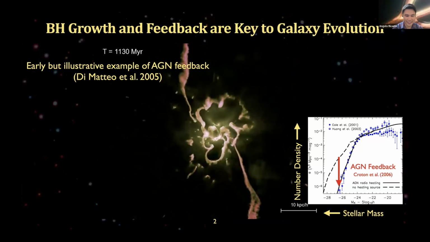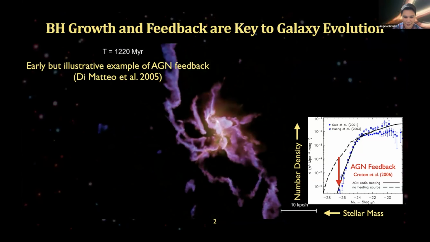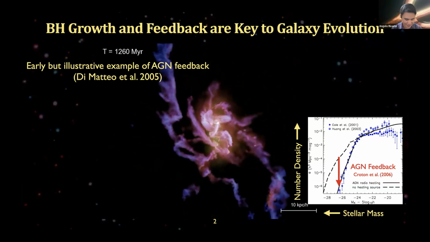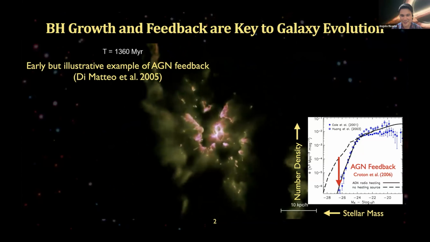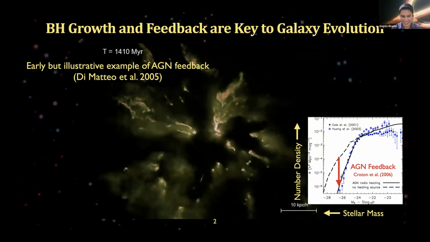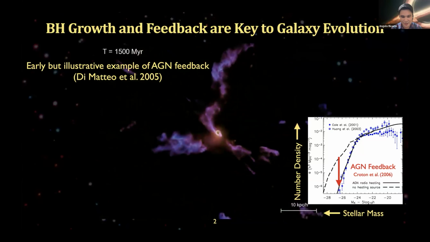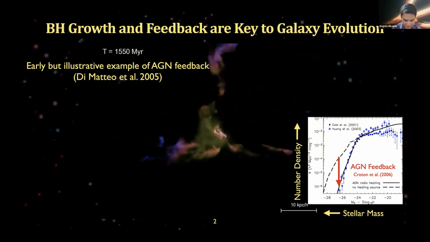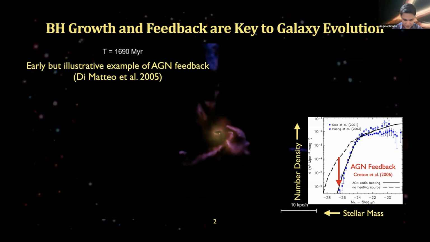This is an early but illustrative example that I'm showing you here from Di Matteo et al. 2005. Nowadays, AGN feedback is not usually this explosive, but this gets the general picture across, where we have these two colliding disk galaxies, and when an AGN turns on, it heats up and blows away a lot of this gas, turning what were initially disk galaxies into something more like an elliptical.